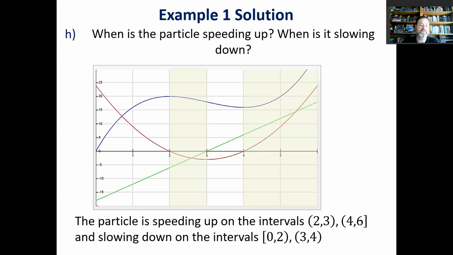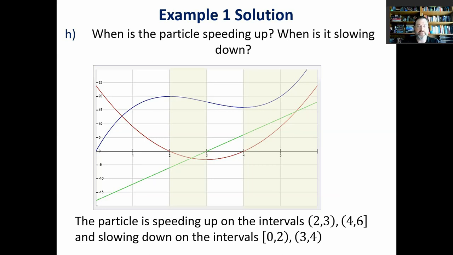So it's speeding up between 2 and 3 and between 4 and 6, and slowing down between 0 and 2 and 3 and 4. Again, notice the use of the square brackets for the endpoints because the particle is continuing to move, right? It's not 0.